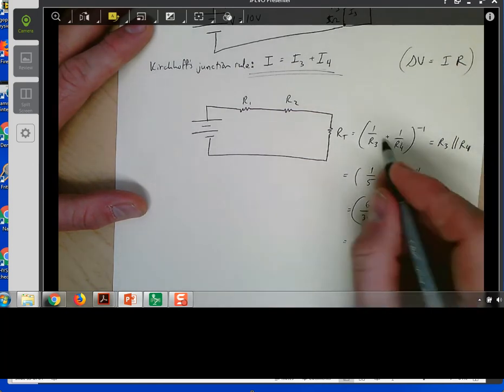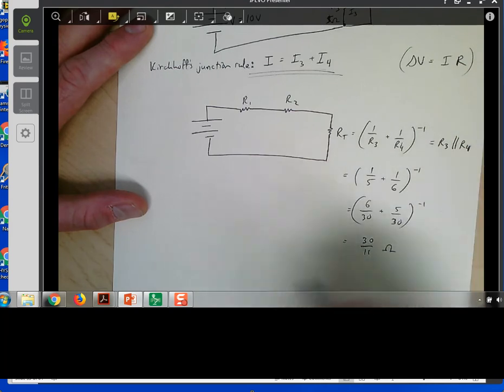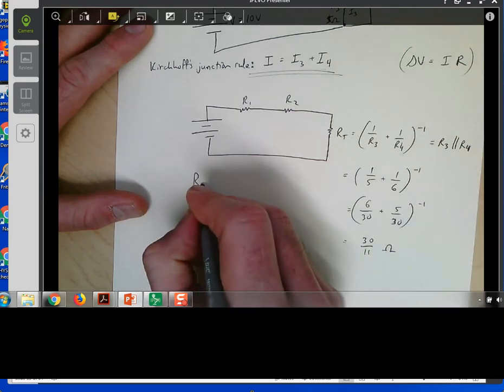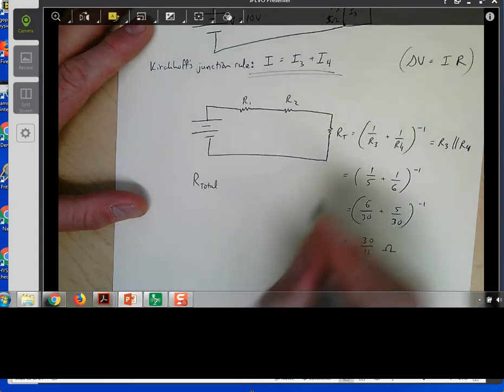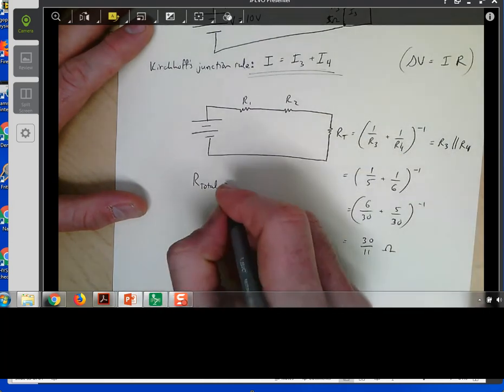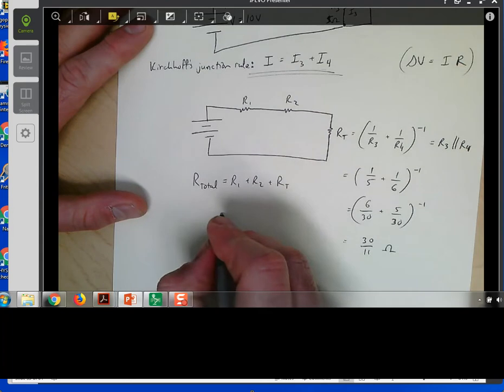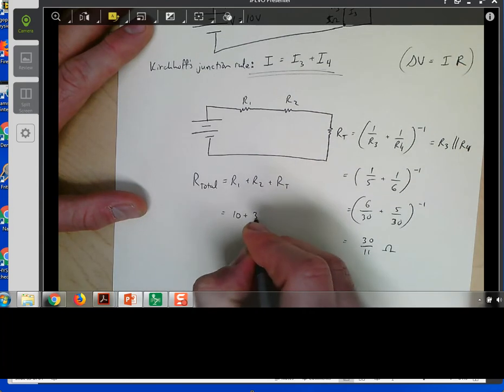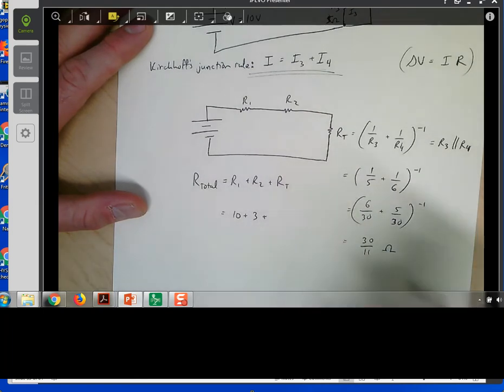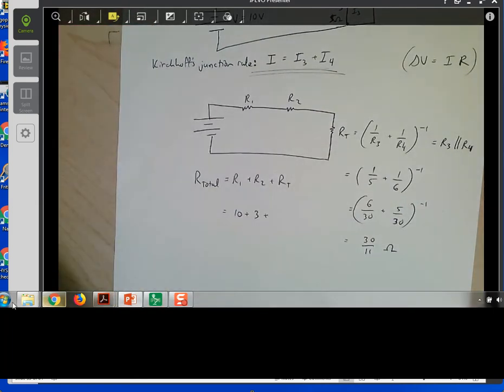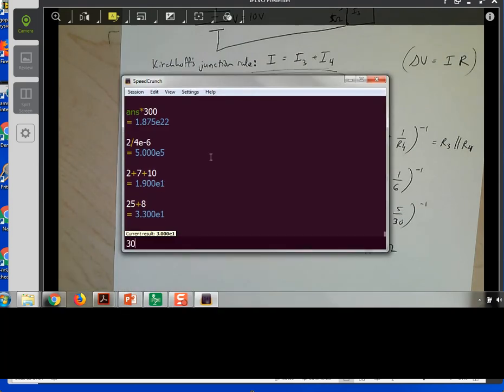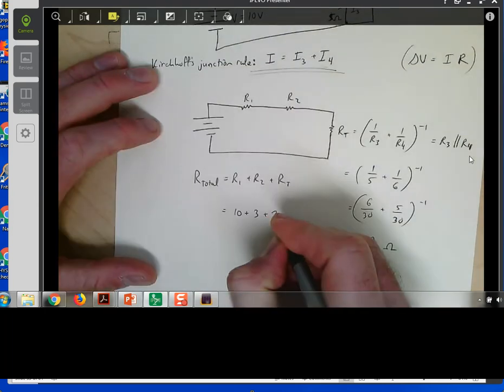Sometimes you'll see this written as R3 in parallel with R4, and that just means do this calculation, right? So adding as the inverses. So in other words, if I wanted to figure out the real R total, I'll say R completely total, so this is just RT, this is my real total here, that's going to be R1 plus R2 plus that original RT there. That's going to be 10 ohms plus 3 ohms plus my 30 over 11. We'll just make it into an actual decimal here. So open up a calculator real quick. Here's my calculator. I'll do 30 divided by 11. That's 2.7, plus 2.7.